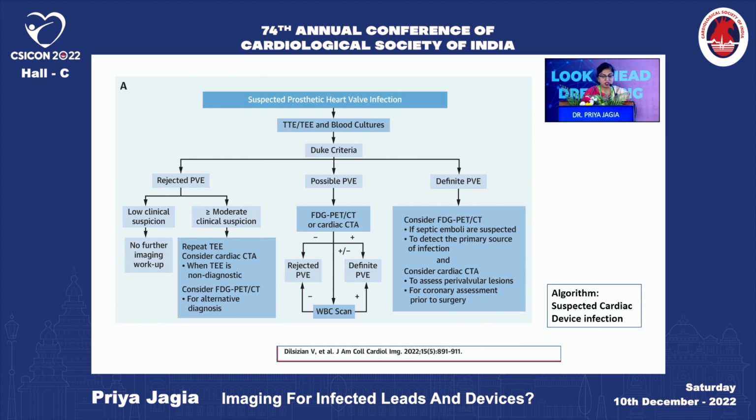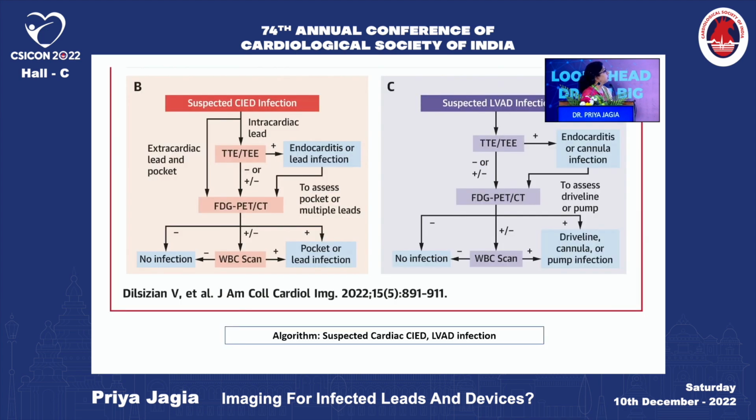So I would like to just summarize by saying that for prosthetic valve infections, the first line obviously is your echocardiography. Whenever you have suspicion, you may add a CT angiography or the FDG PET as the case may be. Whereas for suspected CIED and LVAD infection, CT angiography has no role. So echocardiography, and if you are suspicious, add FDG PET, and that will further confirm your diagnosis.